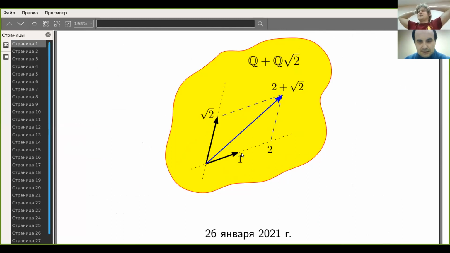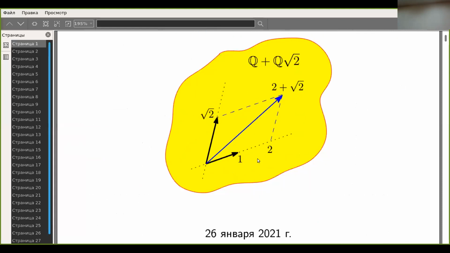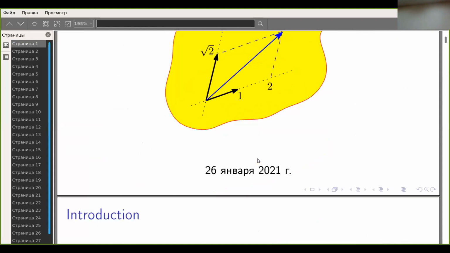A project which is devoted to algebraic numbers and, more precisely, a geometric vision on them. You see this picture, which demonstrates the main idea: to consider algebraic numbers as vectors, and we use this illustration, this idea, to solve algebraic problems.